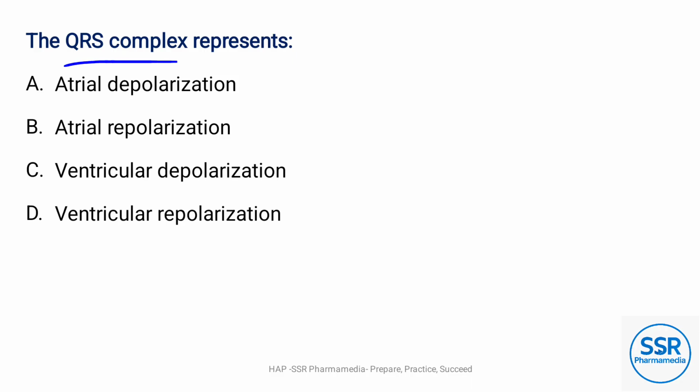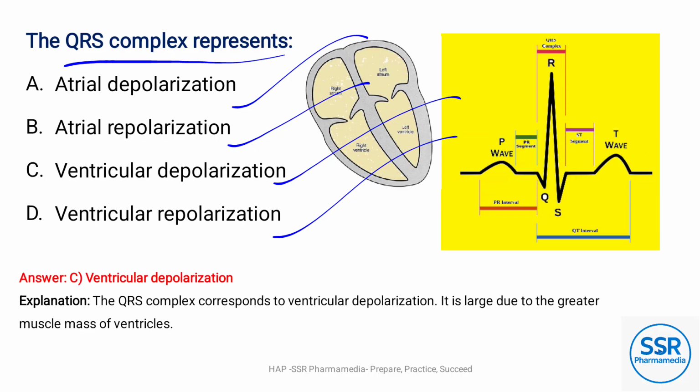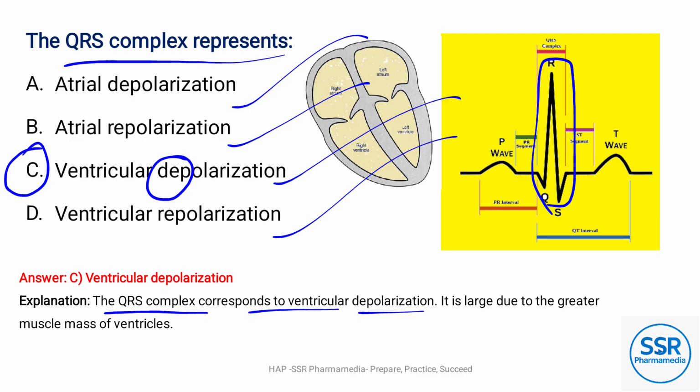Next, the QRS complex represents option A, atrial depolarization; option B, atrial repolarization; option C, ventricular depolarization; option D, ventricular repolarization. So the answer is option C, ventricular depolarization. The QRS complex corresponds to ventricular depolarization. It is large due to the greater muscle mass of the ventricles.